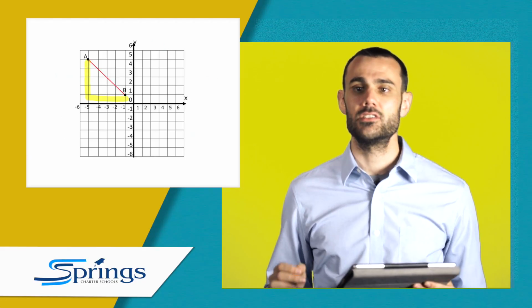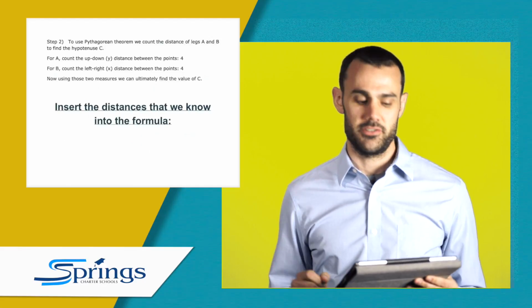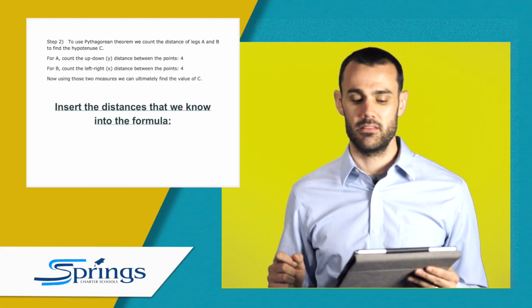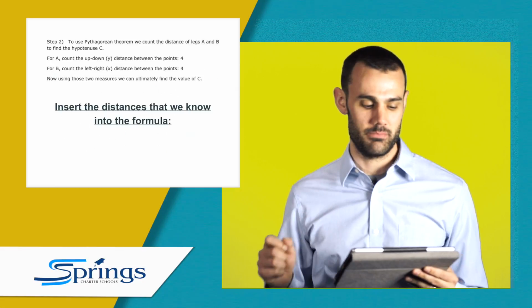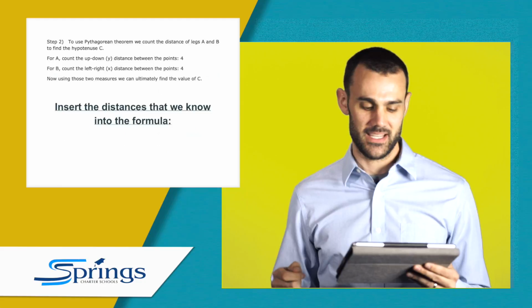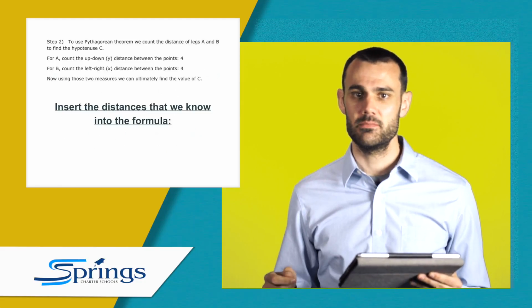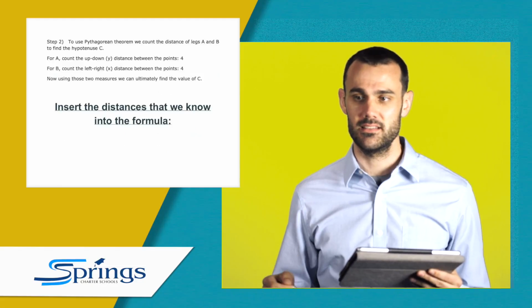Now we have created our nice triangle here for us to work with. So, step 2. Using the Pythagorean theorem, we count the distance of the legs A and B. So on leg A, we have a distance of 4, and leg B, we also have a distance of 4. Now we can go ahead and insert this information and solve to find the missing line segment length.